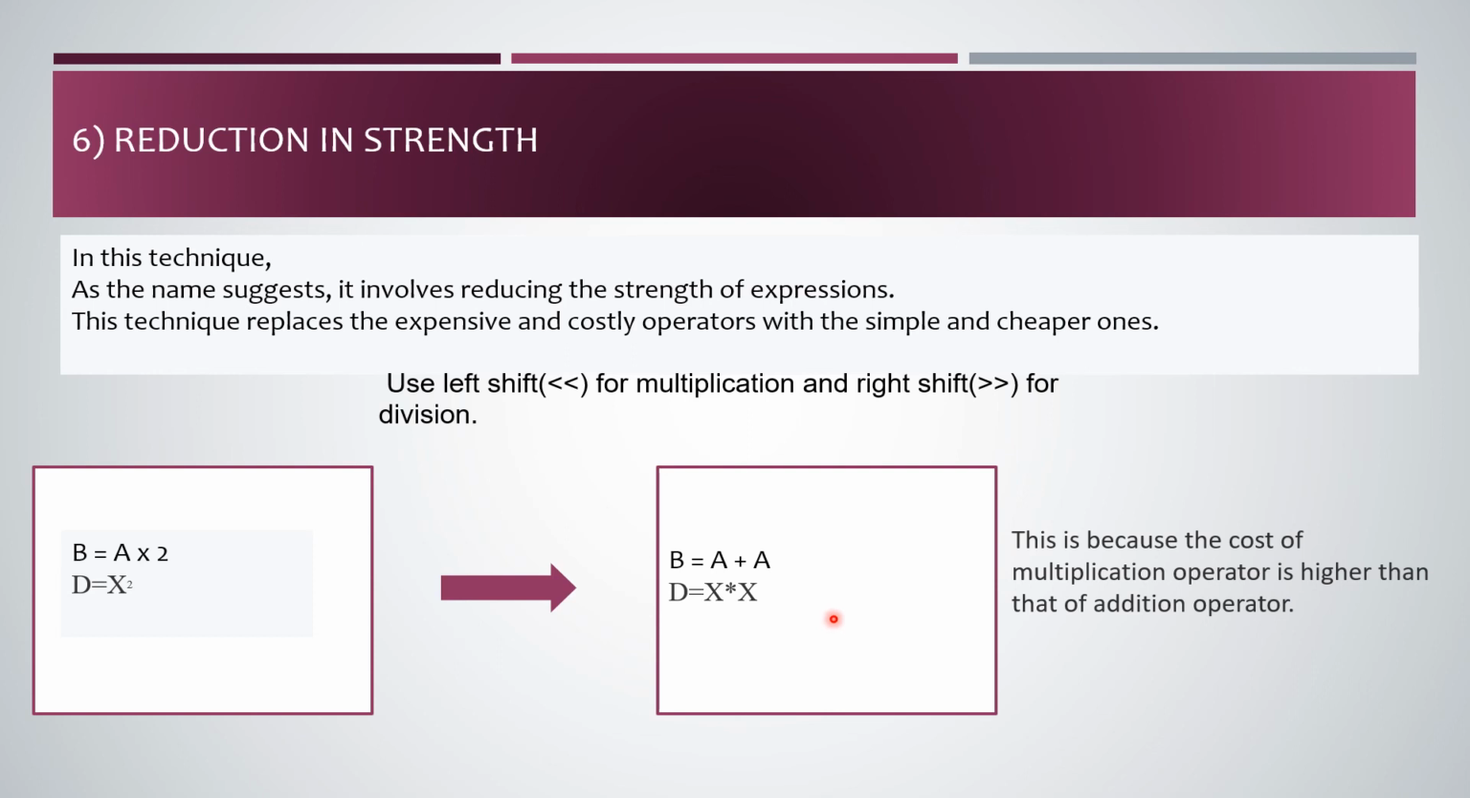Why so? This is because the cost of the multiplication operator is higher than that of the addition operator, and the cost of exponent is higher than the multiplication operator. So this technique replaces the expensive and costly operator with a simple and cheaper one. Similarly, we can use the left shift operator for multiplication and the right shift operator for division. So these are the 6 techniques used by the peephole optimization.